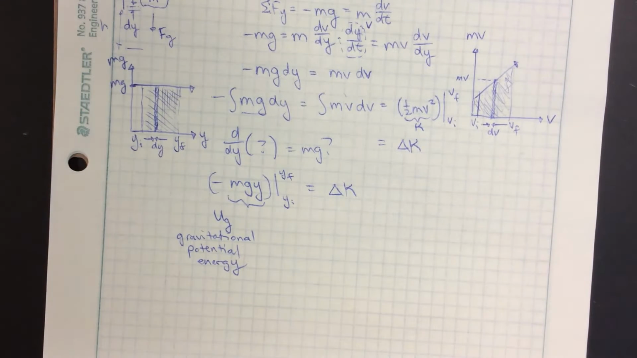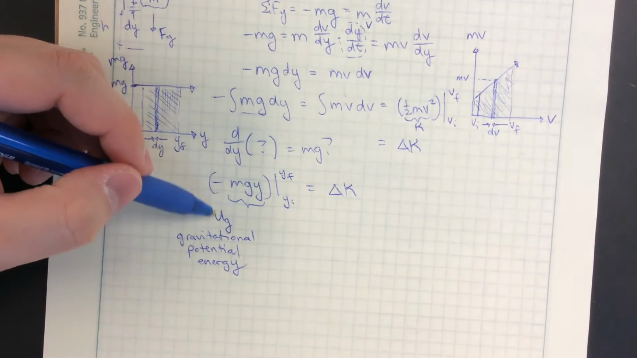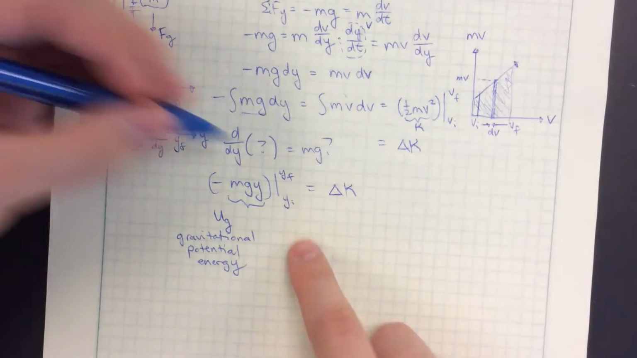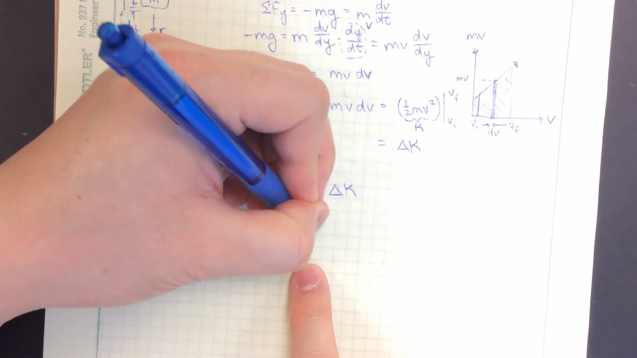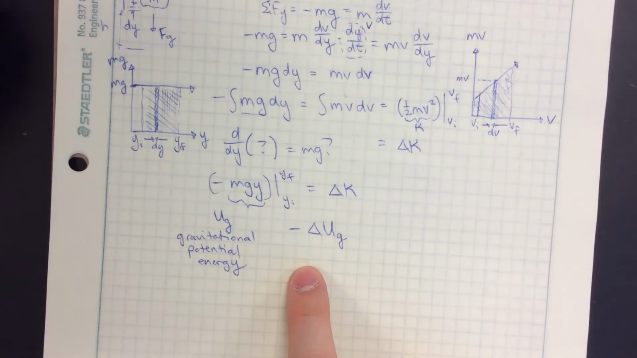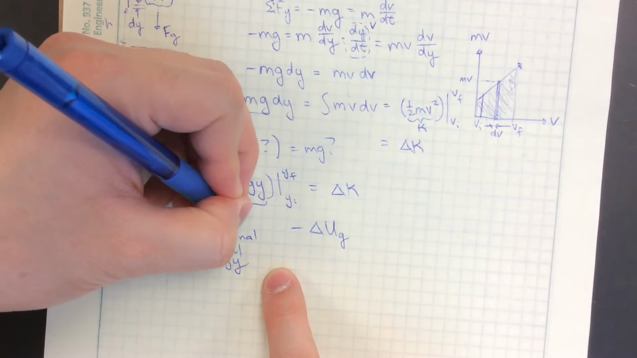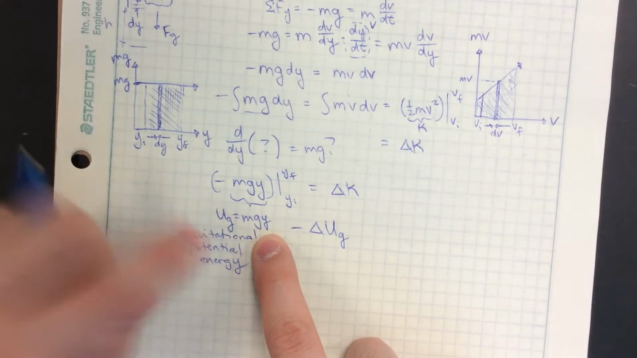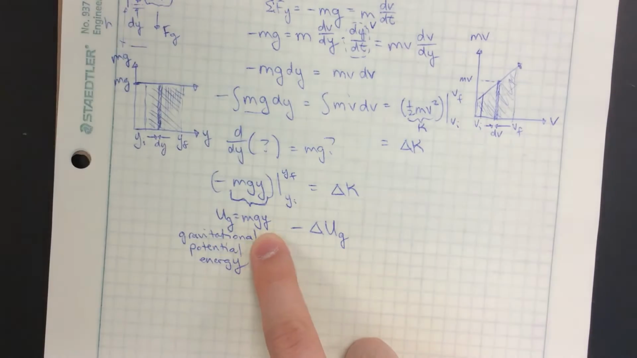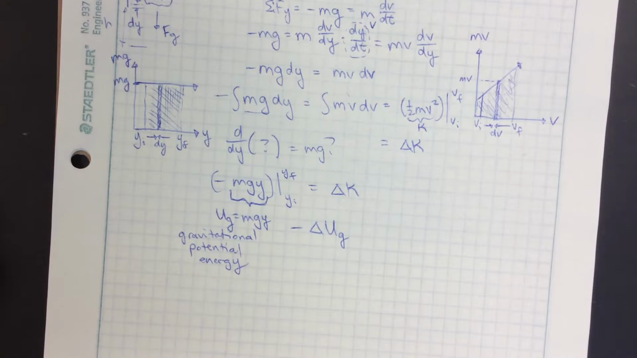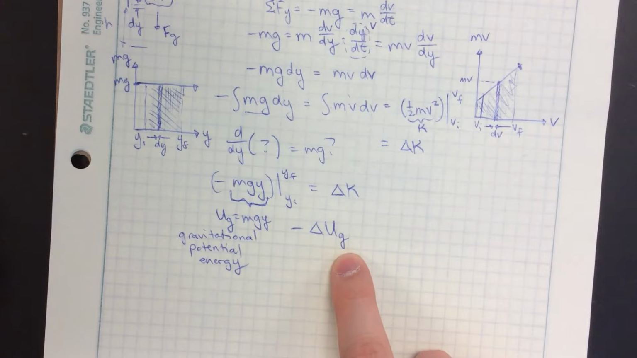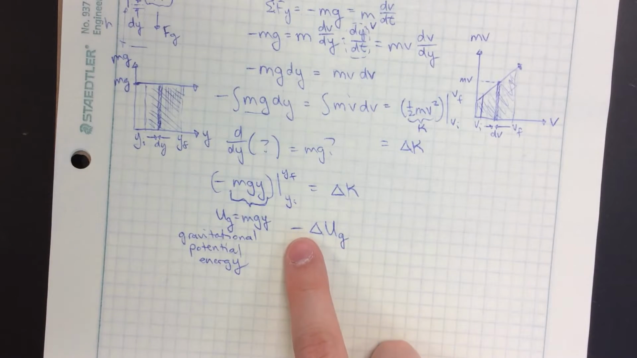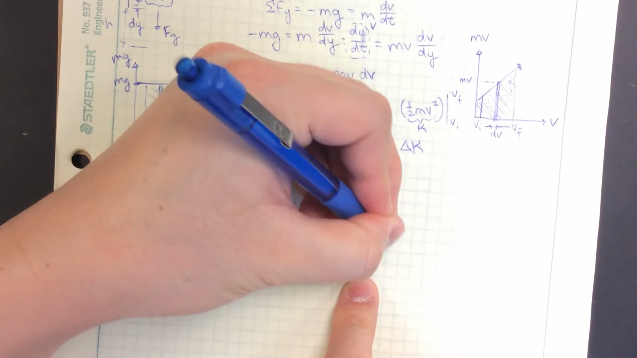Now mgy by itself we'll call gravitational potential energy, but this together is actually saying a negative change in UG. I should specify UG is going to be mgy without the negative. UG is just mgy. That is the potential; you'll find U is often used to represent potential energy. So that is the gravitational potential energy. You're looking for the change in it, and the negative change in it gives the change in kinetic energy.